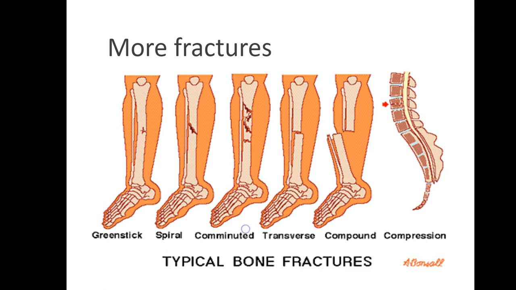Okay, so just in review though, remember the other types of fractures, because certainly we could see a greenstick, spiral, transverse, compound. Those are all fractures that we could certainly see in the lower extremity, but I wanted to introduce you in this presentation to just a couple specific fractures to be familiar with.